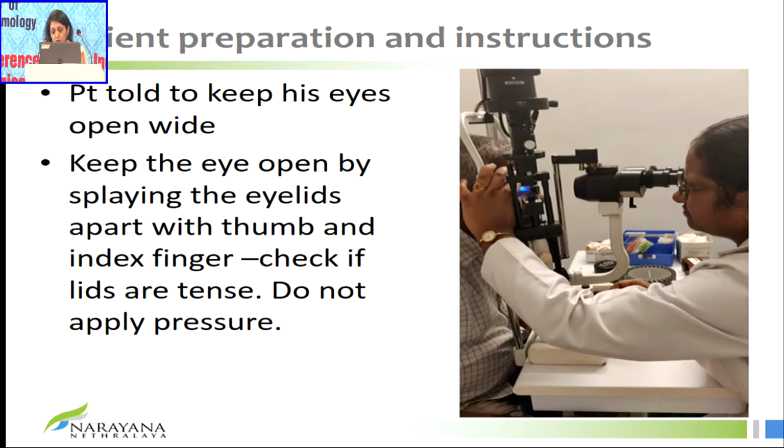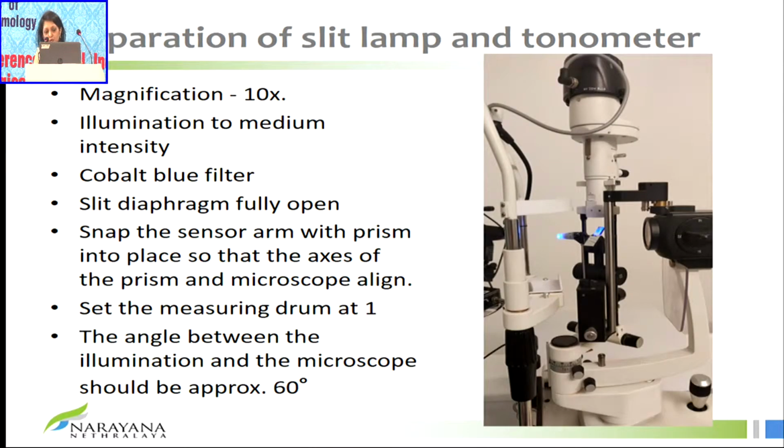Just make sure that you don't apply pressure on the lids. And at the same time, you can also feel the lids. Sometimes if you see a lot of tension, you just tell them to relax, because then you don't want abnormally high pressure readings. So you keep the magnification at 10x, the illumination is at medium intensity, you have the cobalt blue filter in. The slit diaphragm is wide as well as fully open.